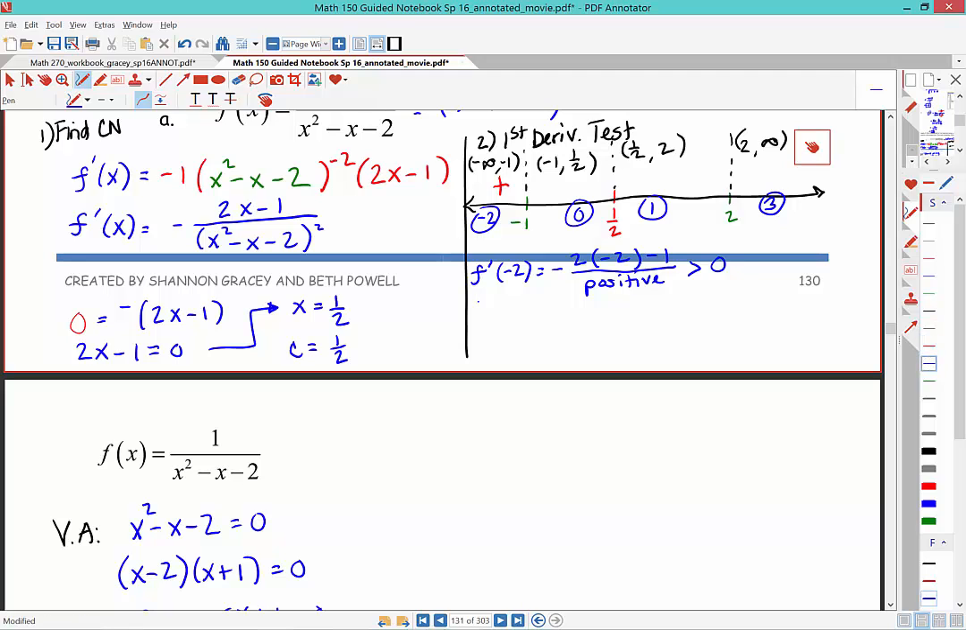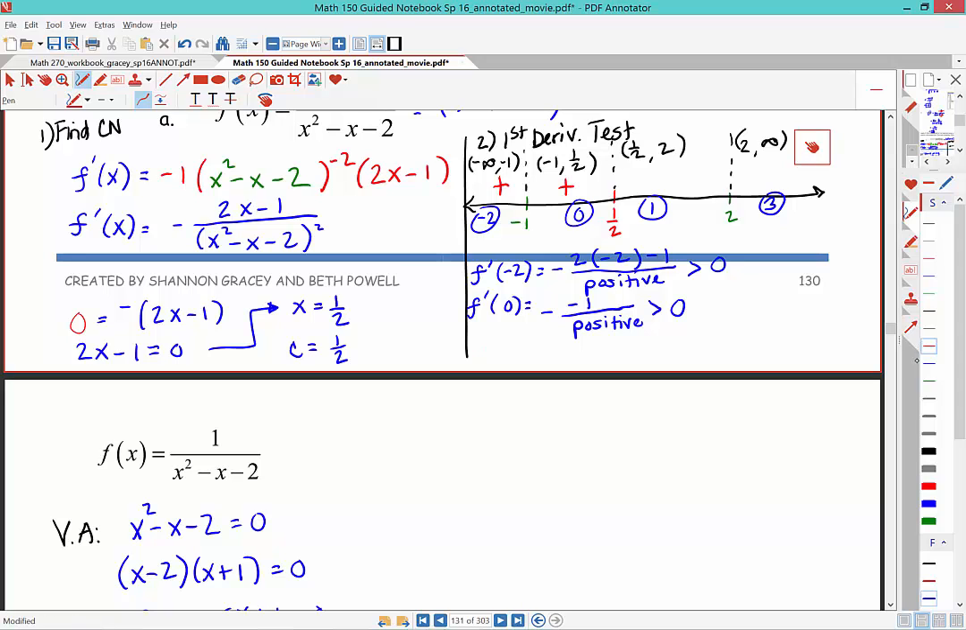Now, f prime at 0 is just going to be -1 over a positive number, because that denominator is always positive, which means that this will also be greater than 0. And a lot of times that will happen when you test intervals on either side of a vertical asymptote. Sometimes it's the same sign on both sides.